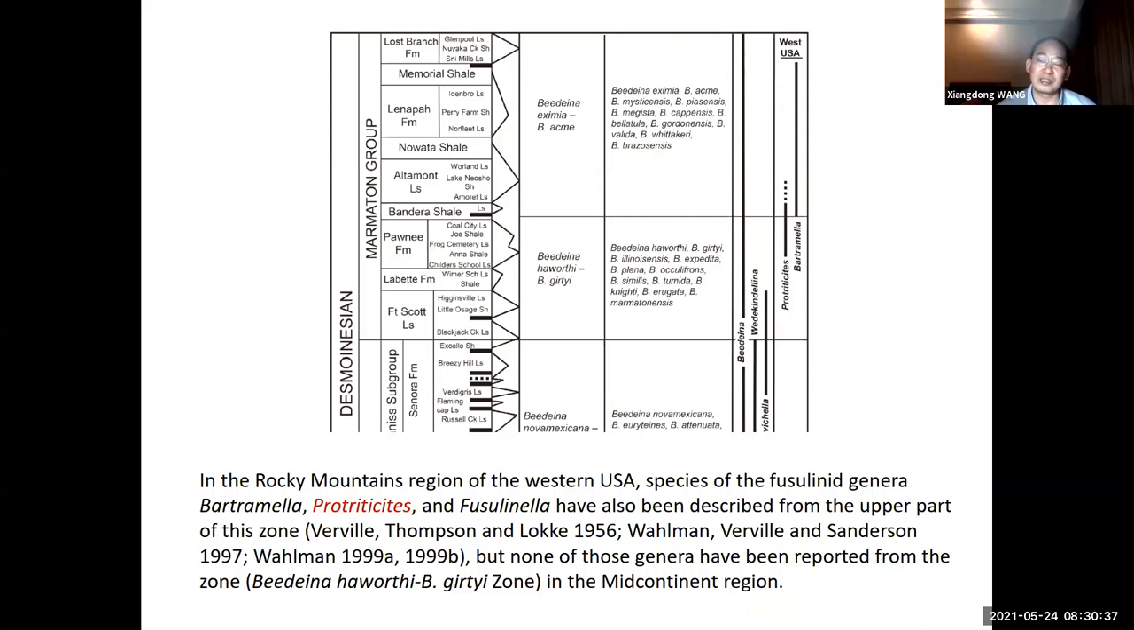This is the second latest fusulinid zone, the Bedina Hovosi to Bedina Getty, the later part of this zone, then continuing up to the latest zone, the disseminating zone. So this is the only occurrence of Protriticites. The next slide, please.